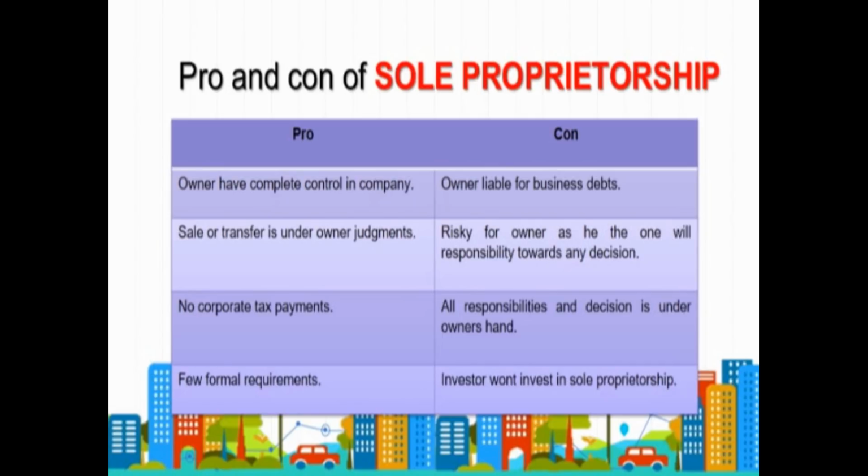Okay, the pro ataupun advantages, owner have complete control in the company. Okay, because we are the only owner in the company, of course we can make any kind of decision. Okay, the second advantage, sales or transfer is under owner judgment. So if we want to do any kind of transaction, the judgment, the decision is made by the owner itself. So we don't get judgment from others because we are the only one. Maksudnya the only owner in the organization.